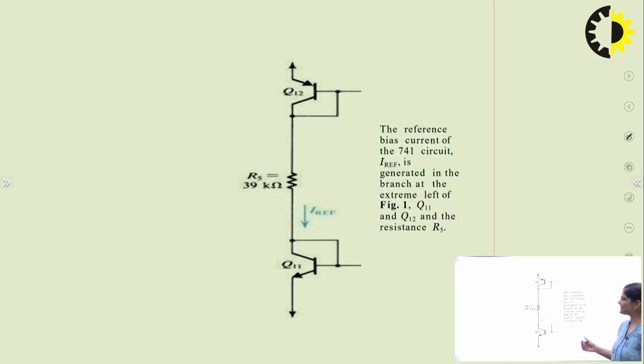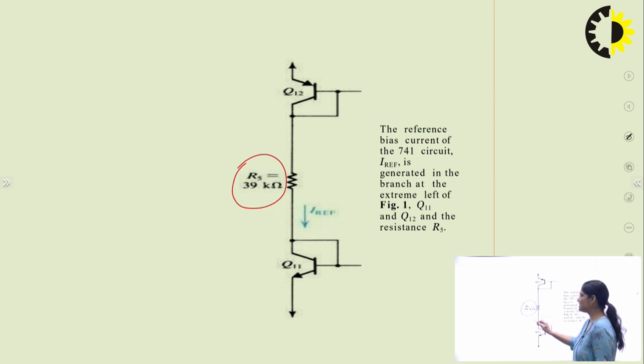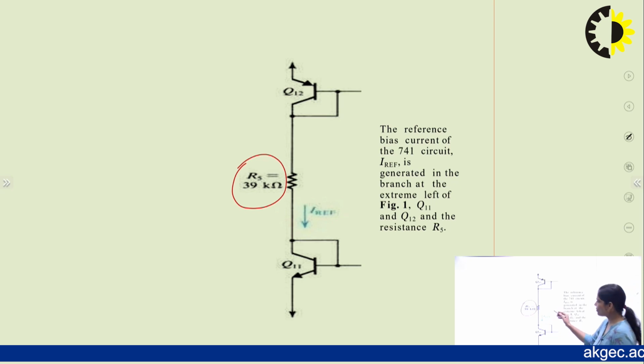Now this is the bias circuit. Already it is discussed in the internal structure of the operational amplifier, where there are 2 diode-connected transistors, Q11 and Q12, and the resistance across this is represented as R5, which is 39 kilo ohm. The current across this is represented as I reference. So this is the bias current of the 741 IC. I reference is generated in the branch at the extreme left of the figure. So this is the reference bias circuit.